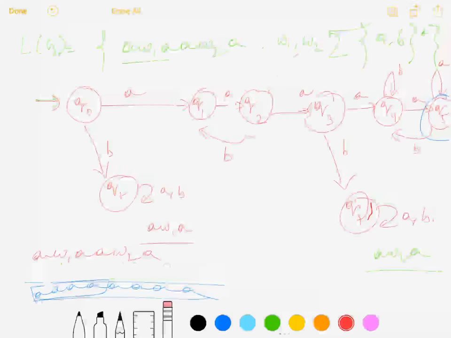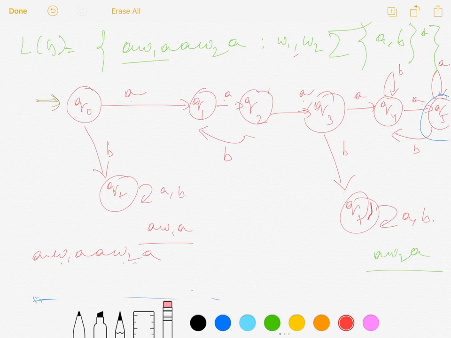Now consider the next one, that means omega 1 and omega 2 are made of B: omega 1 is BB, omega 2 is BB. When it gets an A, it comes to Q1. Sorry, I have missed one thing: at Q1, if it gets B, it will remain in the same state. Actually these steps should not be there; it should be connected here only. Sorry for the mistake, so it should be connected here only.